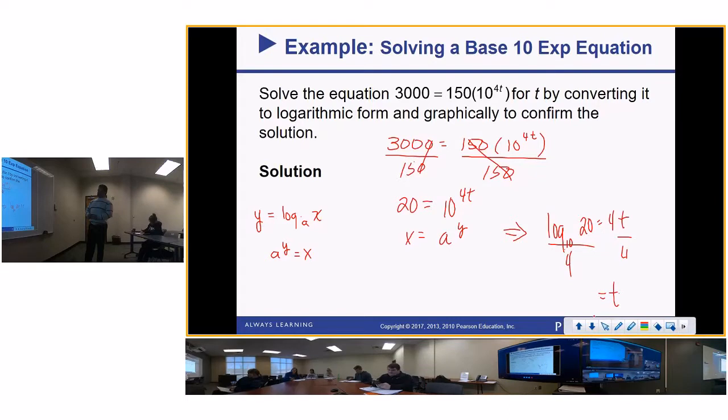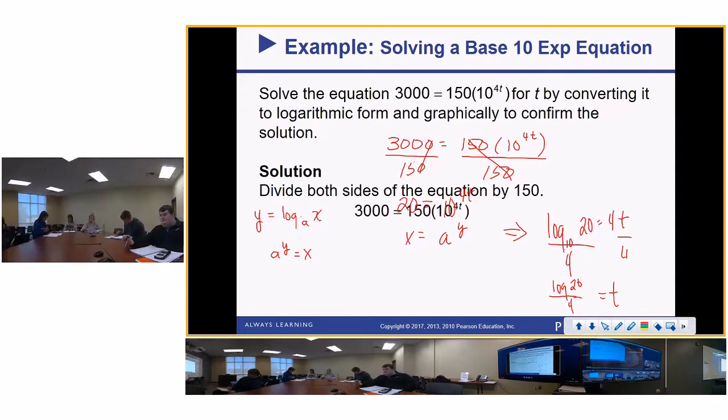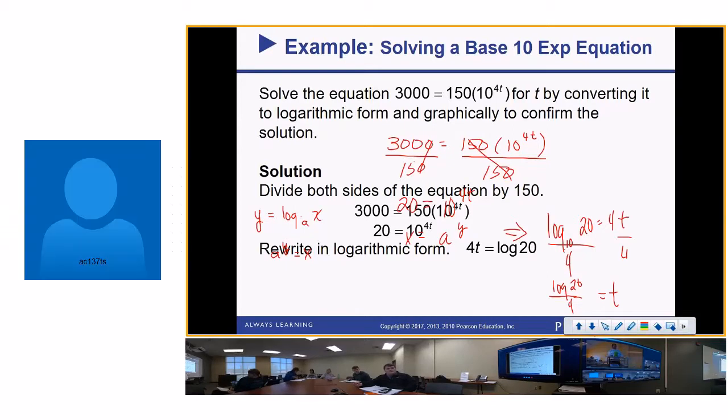I don't remember it coming out like this. Log of 20 divided by 4. I hope I hadn't turned around the definition. I don't think I have. Yep. And divide by 4, and you get 3.256, whatever. That's a test question, so be prepared for it.